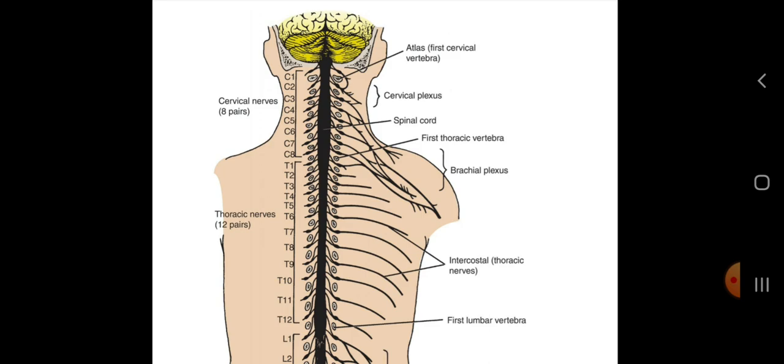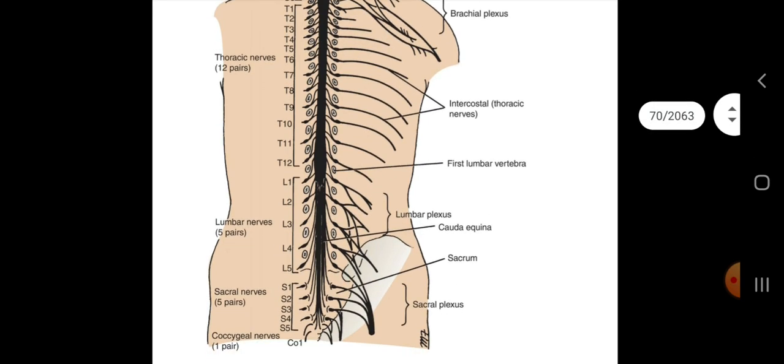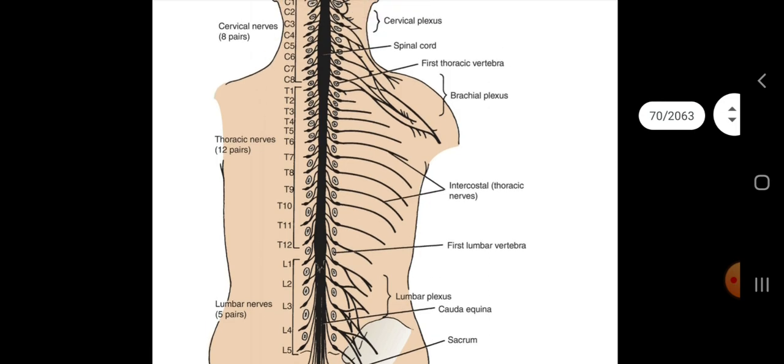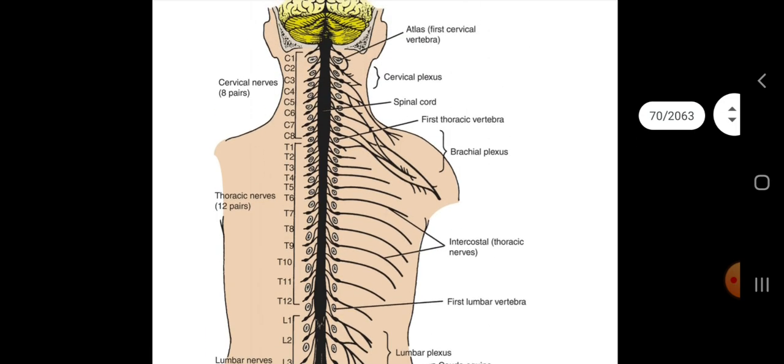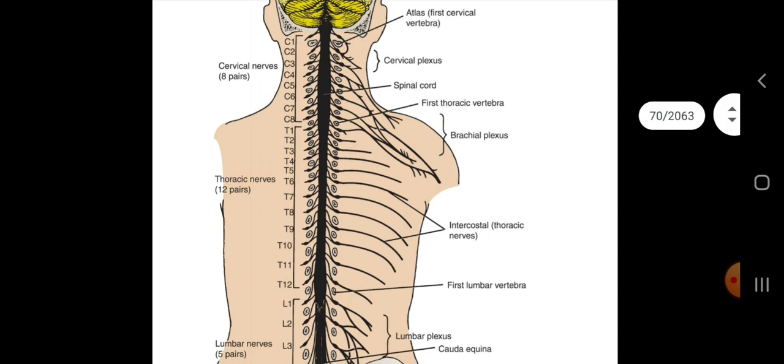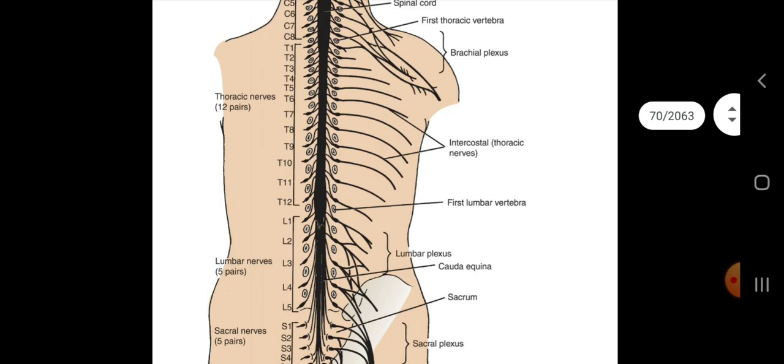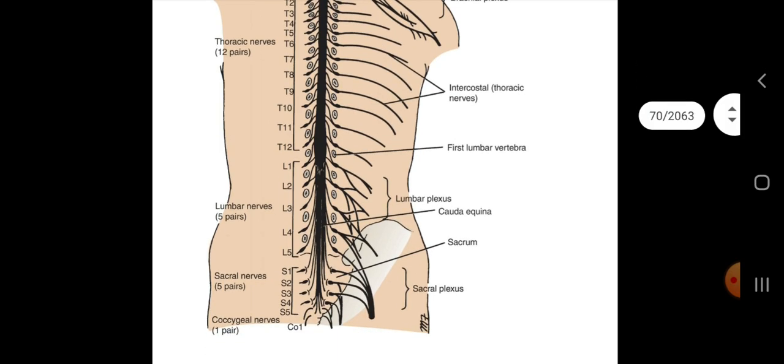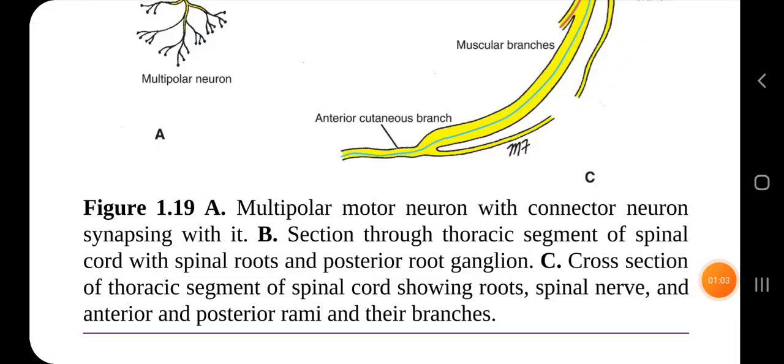And you can see the plexus, cervical plexus, brachial plexus, lumbar plexus and sacral plexus on the right side. You can also appreciate the first cervical vertebra, that is the atlas, the first thoracic vertebra, the first lumbar vertebra and the sacrum, right?